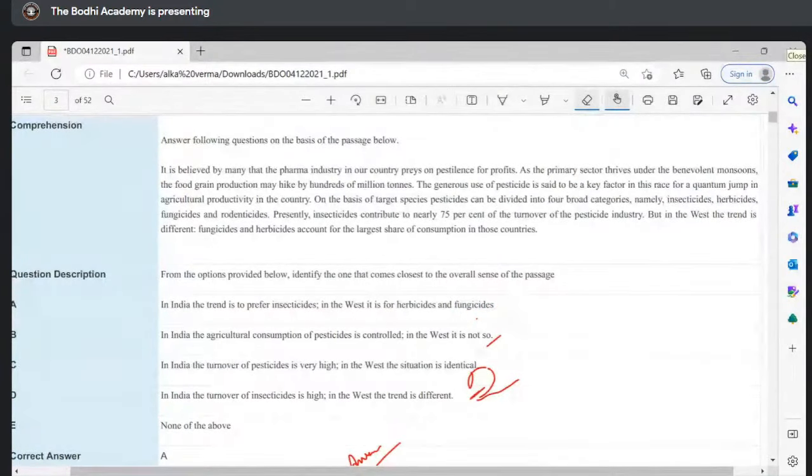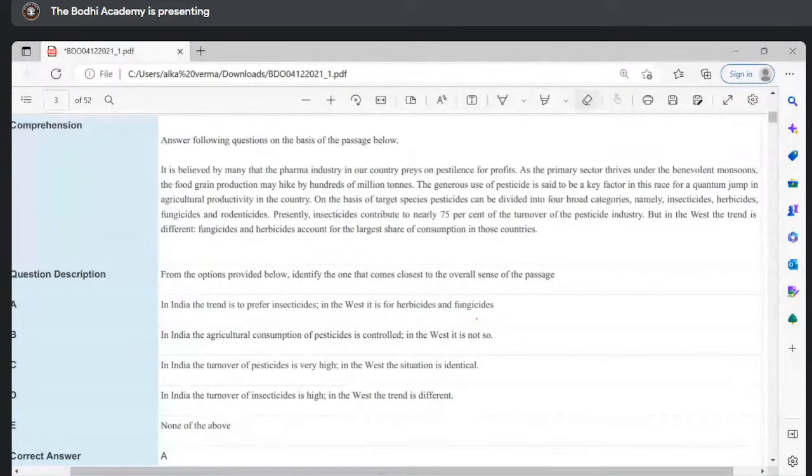So the passage is again the same. You're saving a little time on the passage, so you can entirely focus on the question. From the options provided below, identify the one that comes closest to the overall sense of the passage. So this question is, what is the overall point of the passage? Entirely, what is the passage talking about? First we'll see the options. It's always important to read the options.